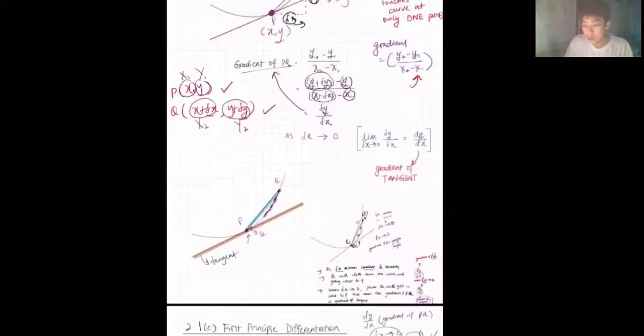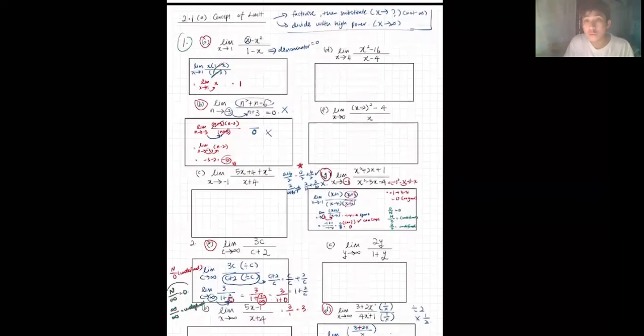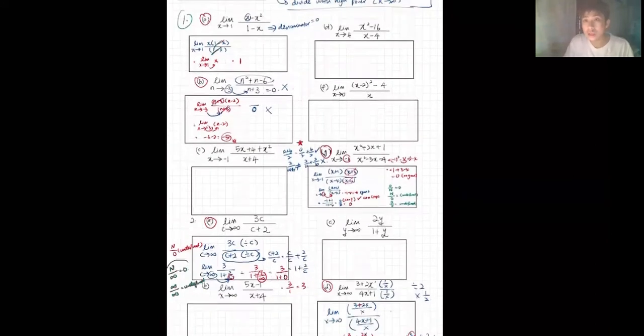Remember what I've covered? I'll give you a little summary. First one is the limits. Remember limits, you have two kinds of questions. One is the normal type of question where you factorize, you cancel the denominator so that it won't give you a zero denominator. Because if you straight away substitute the limit, you get zero denominator. If you're not sure what I'm mentioning, refer back to my first video on this 2.1 part 8. So you want to avoid denominator to be zero.